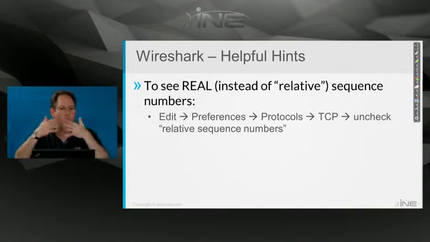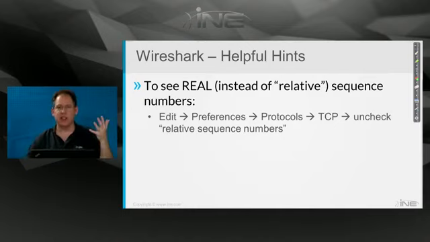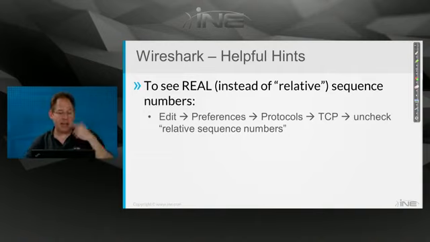So in other words, it's relative. It's relative to the actual number of bytes that Wireshark is counting. Wireshark just ignores the actual real sequence numbers, those big numbers, and just counts the bytes. And that's what displays for you in the output.